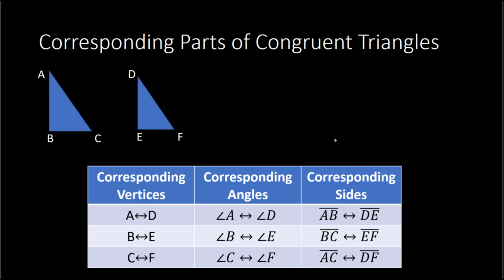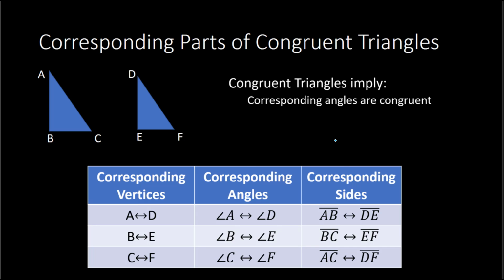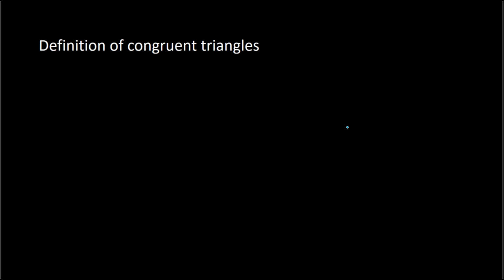So congruent triangles would imply that the corresponding angles are congruent and the corresponding sides are congruent. So that means, for example, that AB and DE would be the same length, AC and DF are the same length, and BC and EF are the same length. And then all the different corresponding angles would be the same as well. So this fact right here leads us to our definition of congruent triangles.